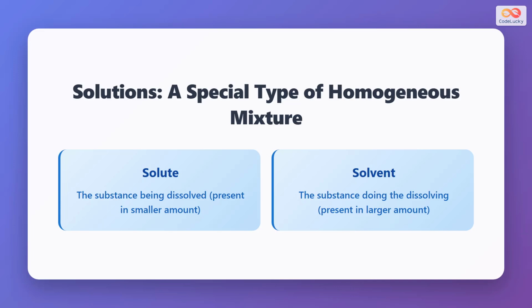Solutions are a special type of homogeneous mixture that consist of two main components. The first component is called the solute, which is the substance being dissolved and is present in a smaller amount. The second component is the solvent, which is the substance doing the dissolving and is present in a larger amount. For example, when you dissolve sugar in water, sugar is the solute and water is the solvent. The solvent breaks apart the solute particles and distributes them evenly throughout the mixture.